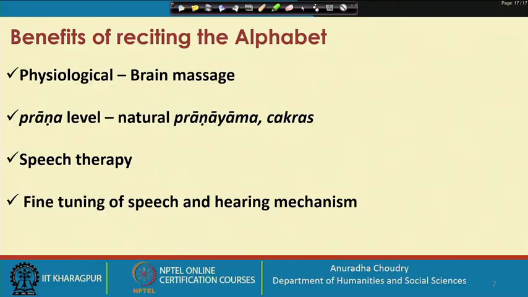Another important aspect of spoken Sanskrit is that it acts like a speech therapy. As we have seen, there is a very systematic understanding of the mechanism involved in these sounds. Therefore, they use Sanskrit letters in order to refine one's speech and identify defects that people have in their speech production.